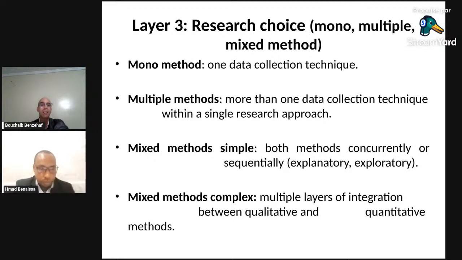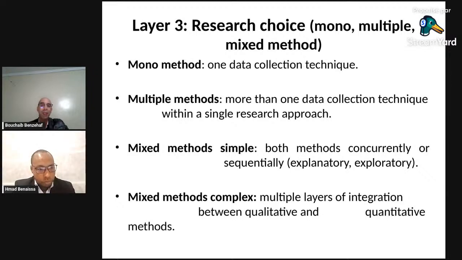And then we have mixed methods simple and mixed methods complex. In mixed methods simple, both methods are used in a straightforward manner, either concurrently at the same time or sequentially, one after the other. We have sequential explanatory and sequential exploratory. In sequential explanatory, we start with the qualitative data and then we move to the quantitative data, the aim of which is to explain the quantitative data. In sequential exploratory, the order is reversed and the function of the quantitative data is to validate the qualitative data.